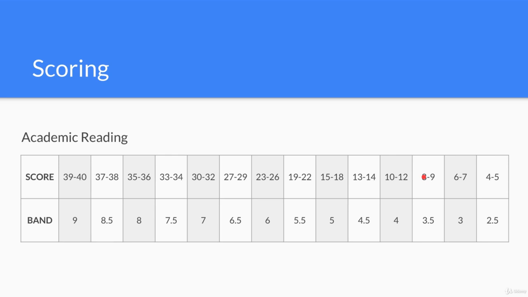Typically, if you want to get a band 7 or higher, you need to aim to get at least 30 questions correct. There is a total of 40 questions. So out of those 40 questions, you have to get 30 of them answered correctly in order to get a band 7 or higher.